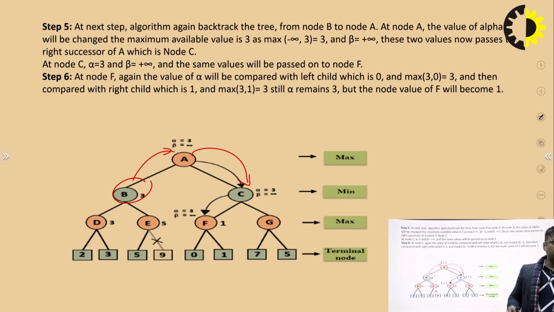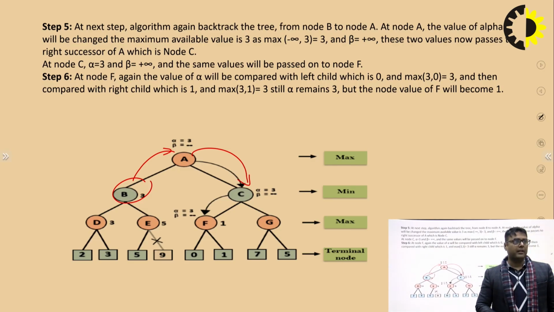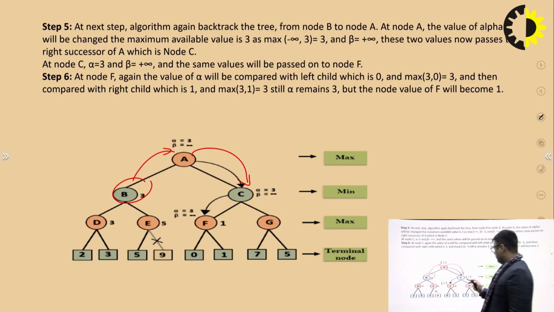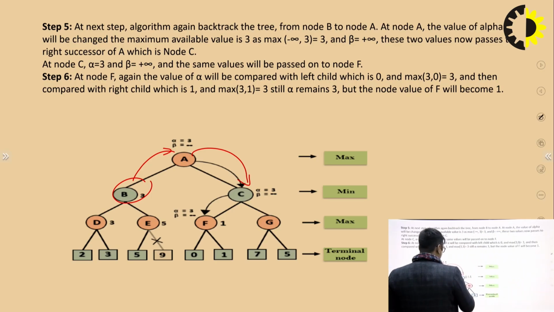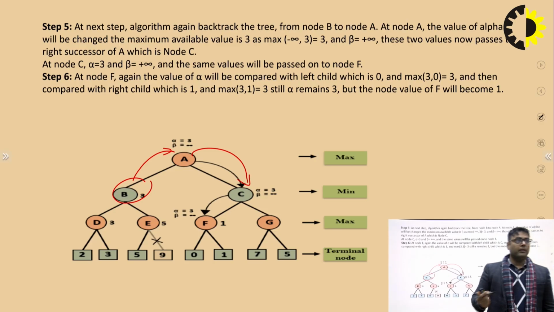Step 6 mentions node C, where alpha is equal to 3 and beta is plus infinity. The same values will be passed on to the next node, because it is a true condition, and then we move on to the next node. Alpha is equal to 3 and beta is infinity. Then move on to the next step.